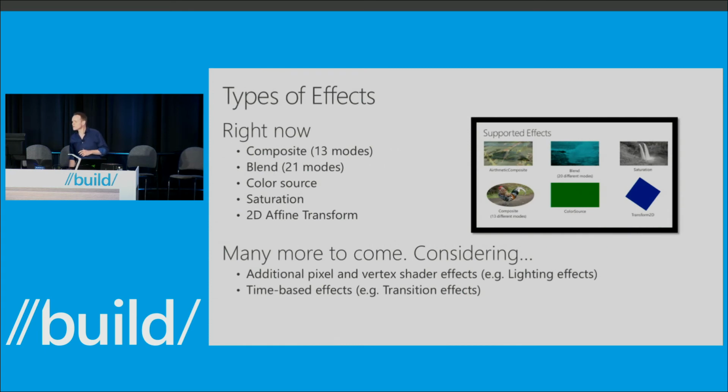So the set of effects we expose today, and this list is absolutely not finished, and we'll be building way more over time. But the list as it stands today is we have a whole bunch of composite modes, which is a way of doing alpha blending between different entities. We have blend modes, color source, saturation, and also a 2D affine transform effect. This can be used for things that we call UV transform effects. So for those of you with Windows phones, you remember that effect on the lock screen where the photos are inside the tiles and the whole thing moves very nicely? That's using this notion of a UV coordinate effect that we support right here.